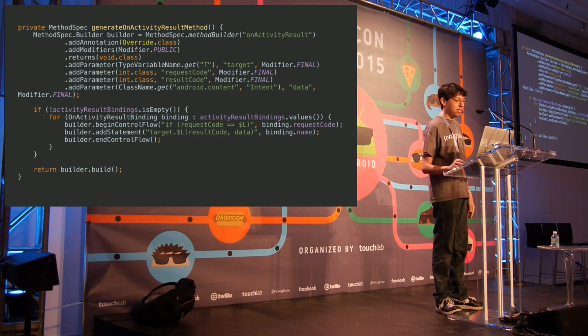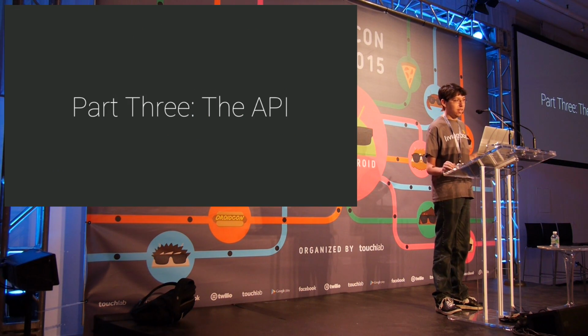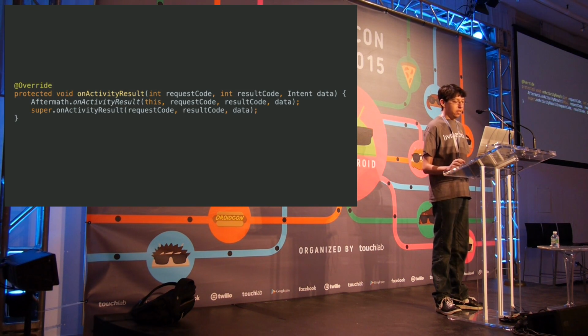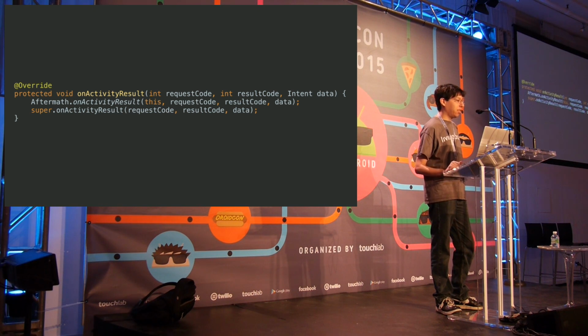And so then the last piece is, we have this annotation, and we have this processor that will generate these source files for us. But we need to put them together so that it will work in our app. So the API for this library is super simple. It's just a static method on this class, Aftermath. And it's also really simple. Like I said, most of the work is really in the processor.